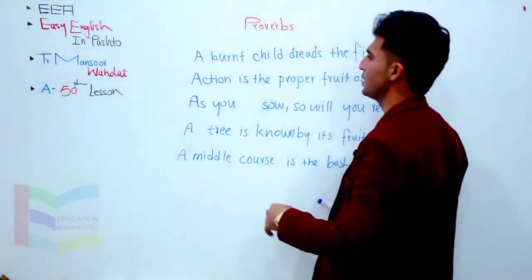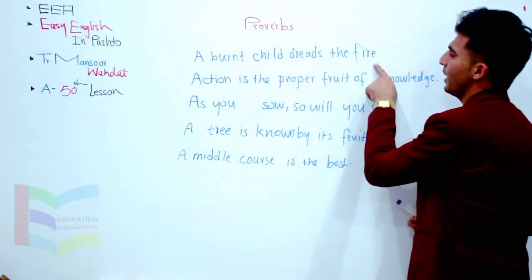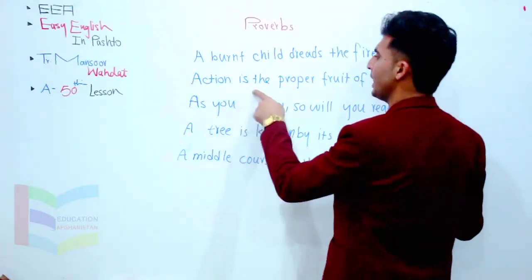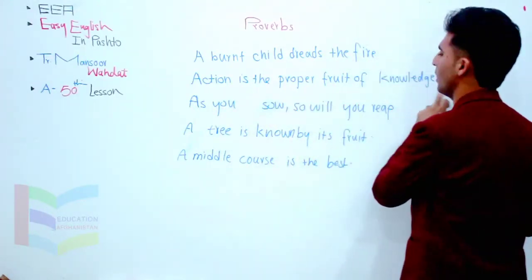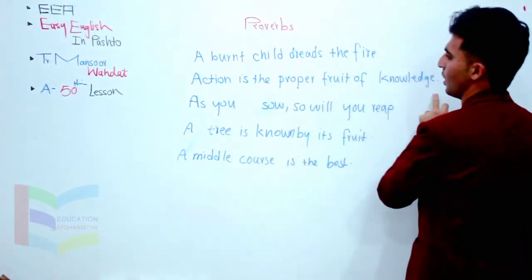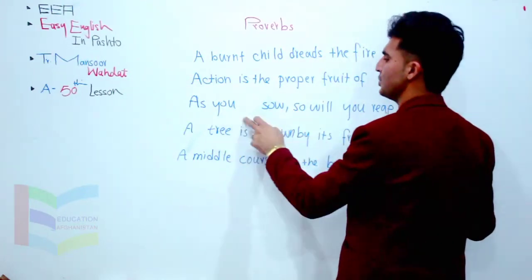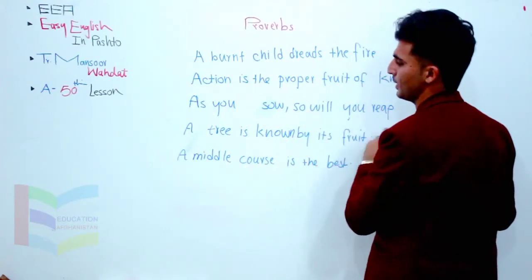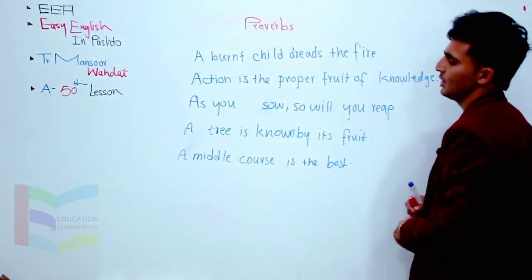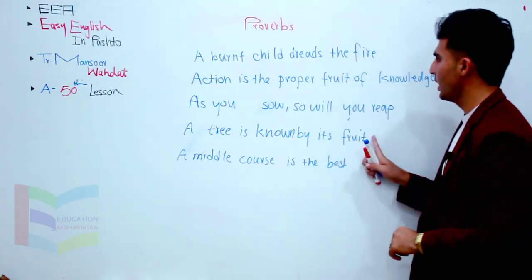Coming to proverbs. Today we have proverbs in our lesson. A burnt child dreads the fire. Action is the proper fruit of knowledge. As you sow, so will you reap. A tree is known by its fruit. A middle course is the best.